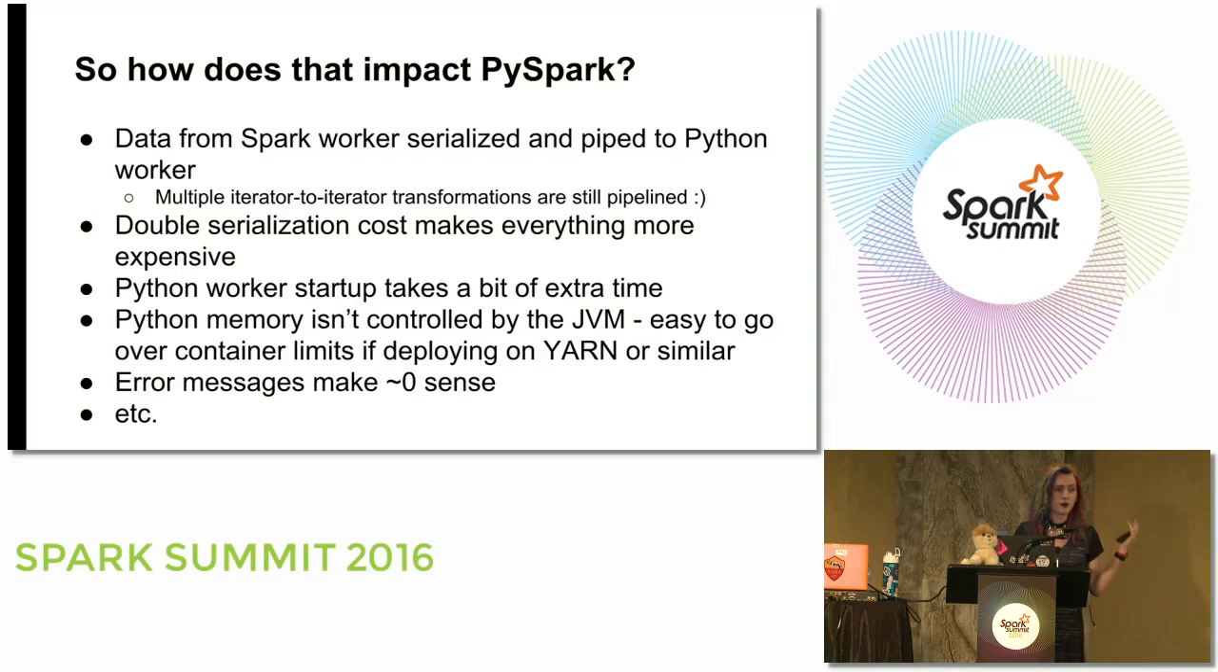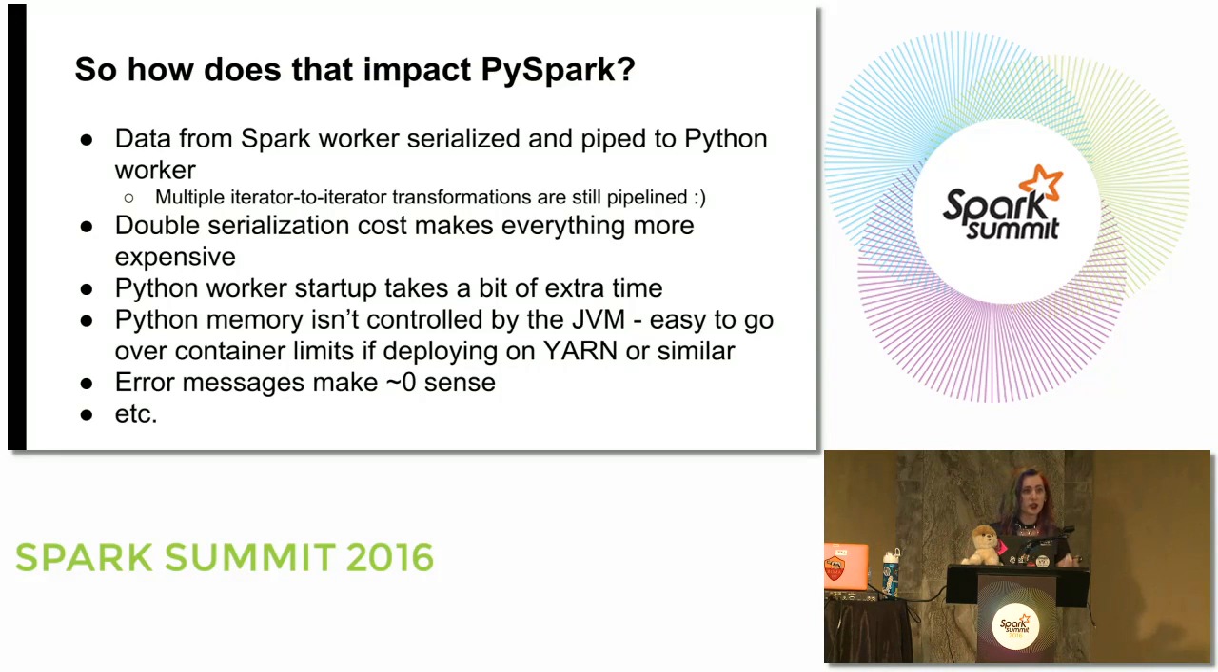So how does this impact PySpark? Data has to be serialized more times than it does in regular Spark. And it turns out serialization cost is a pretty big component of Spark performance. Multiple iterator-to-iterator transformations: if you do a map and then another map and a filter or something like that, it's okay. That'll all get pipelined together inside of a single stage, and you won't have to round trip through the JVM for each operation. But for each shuffle type operation, you'll end up round tripping through the JVM.